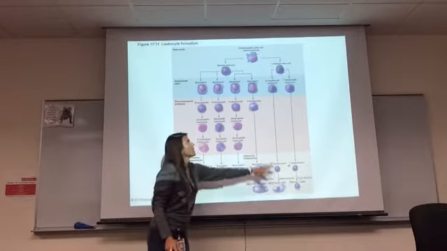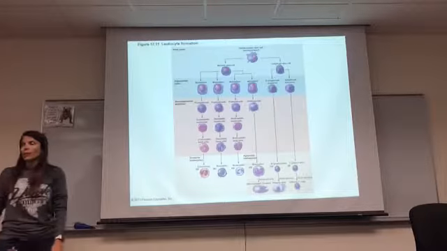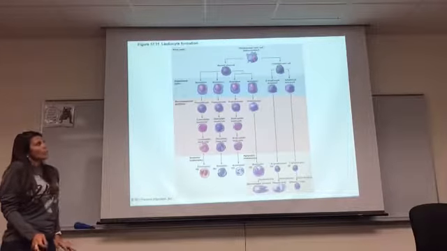So lymphocytes are a type of leukocyte. Leukocytes are white blood cells. Questions right now?